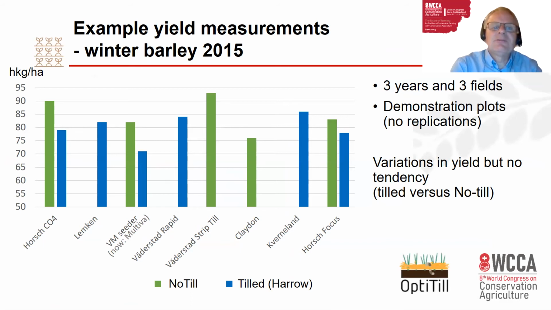I'll present only one of the yield measurements that we made on one winter barley field, and as can be seen, on the green columns you see results from plots that had no prior tilling before drilling, and on the blue columns you see yields from plots that have been tilled prior to drilling. We saw a lot of variability between fields and years, and also between machines, but we didn't see any tendency neither towards better yields with tilled nor with no-till machines.